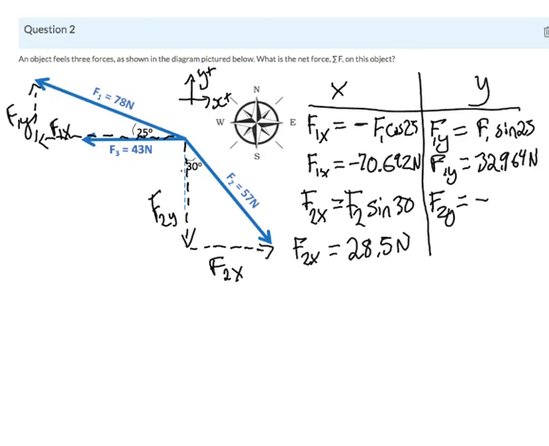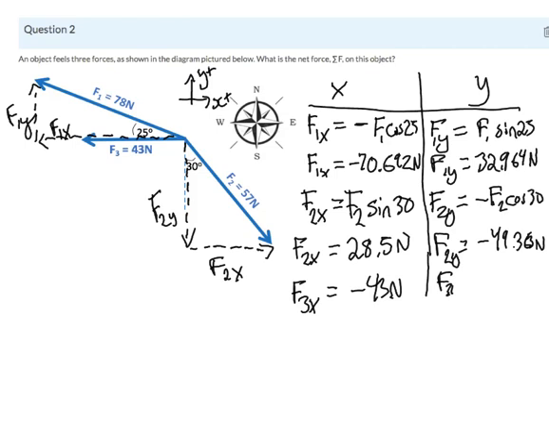And then we have F2y. F2y is going to be negative, see how it's going down there, and it's going to be negative F2 cos 30 because it's close to the angle and cos is close. So F2y is going to be negative 57 cos of 30, which is negative 49.363 newtons. And our last one, F3, in the x direction, F3 is actually 100% in the x direction. You can see it's in the negative x direction, so it's going to be negative 43 newtons. And there's no component of F3 in the y direction, so that would just be 0.